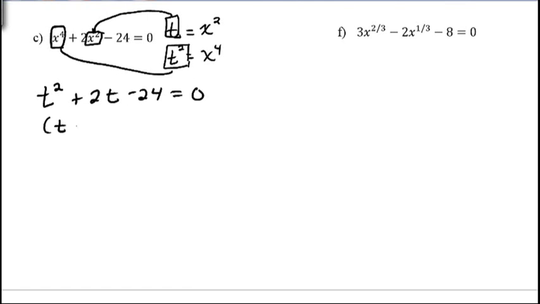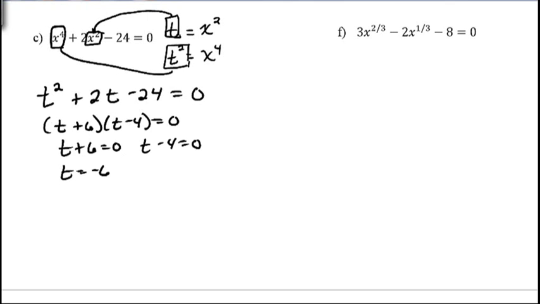It would be t plus 6 times t minus 4, factoring negative 24 so that the sum gives you 2. Set t plus 6 equal to 0, we get t equals negative 6. Set t minus 4 equal to 0, we get t equals 4. So now this just gives us t. We really need to figure out what x is.